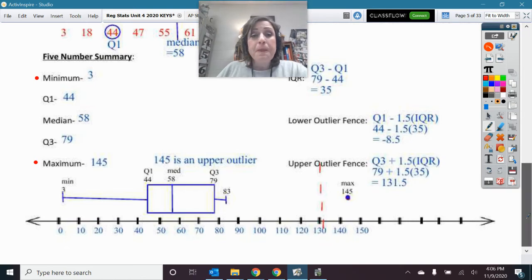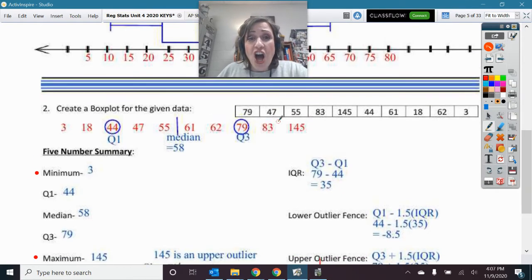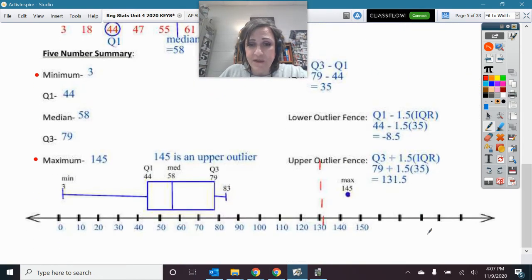And remember, your whisker does not touch the fence. Your whisker does not go to the dot, so don't let your whisker go to your dot. If 145 is my dot, then I'm going to go to the next piece of data inside the fence. The next piece of data inside the fence is 83. That's why my whisker just goes to 83.